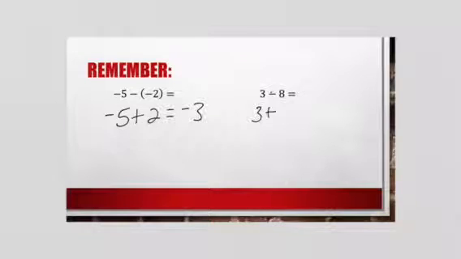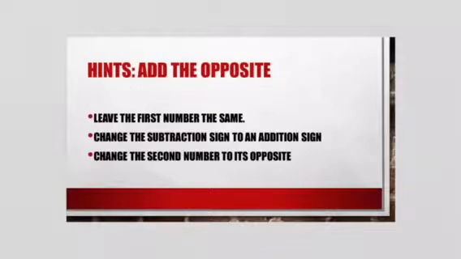Now in this one we had 3 minus 8. Well, that's plus a negative 8. And we end up with negative 5. Now that's what you should have learned in the last chapter. So let's see how it applies in this chapter.